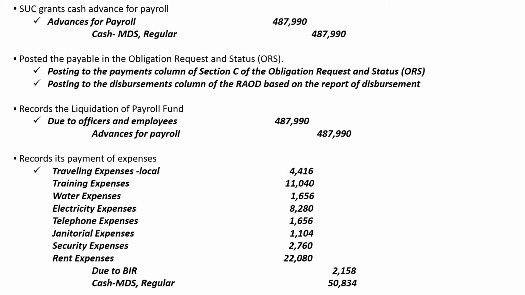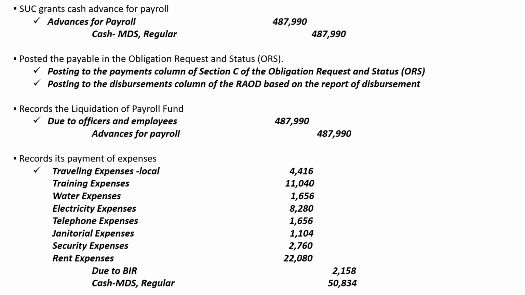Next, we record the liquidation of the payroll fund. So we debit the liability due to officers and employees for 487,990, and we credit advances for payroll for 487,990. So technically, the two accounts are now brought down to zero. Both of them are closed. Now we record the payment of our expenses. We have the following expenses based on the question. So these are the entries.